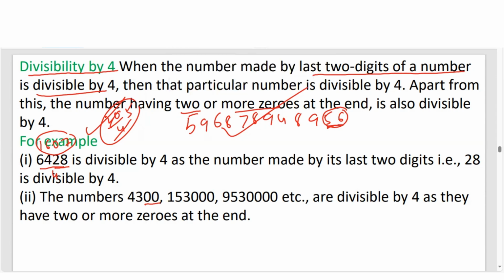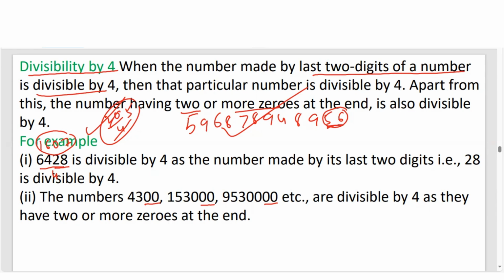So this number is what? Divisible by 4. In the same way, you can see the number 4300. Here the last 2 digits are zero, so this number is divisible by 4. Here 153300, so the last two digits are 0. This number is divisible by 4. Here also the last two digits are 0, so the number is divisible by 4.